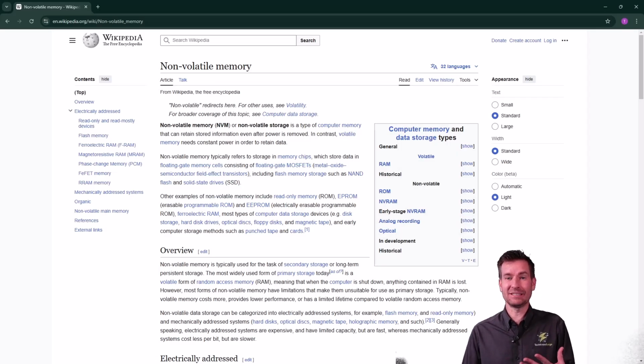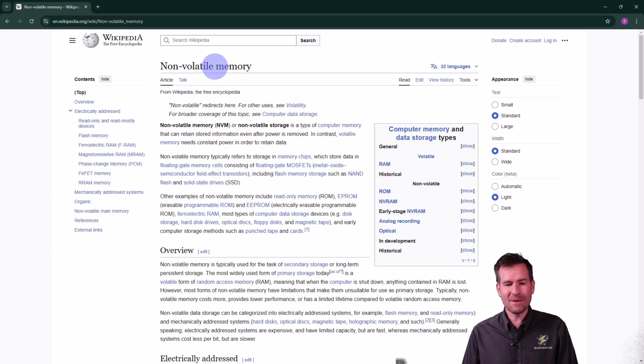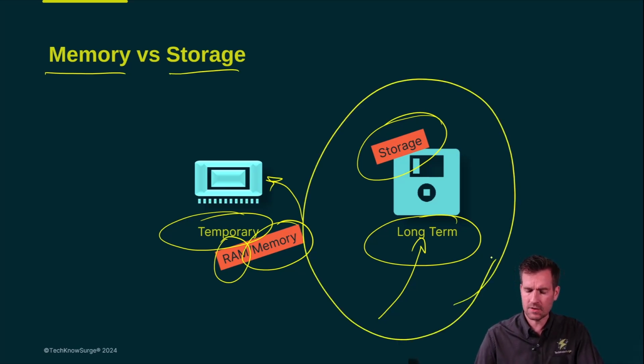A great example is even in the term non-volatile memory. Here, NVM, the M stands for memory, denotes that long-term storage, even though when somebody mentions memory, they're usually talking about the RAM of the computer. In this video, we're primarily going to be talking about that long-term storage.